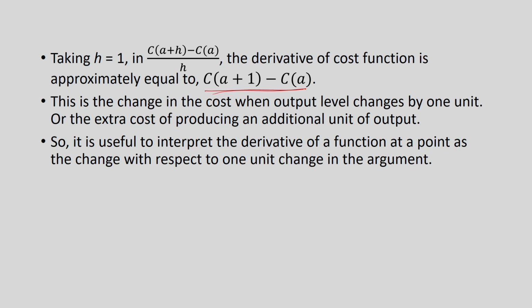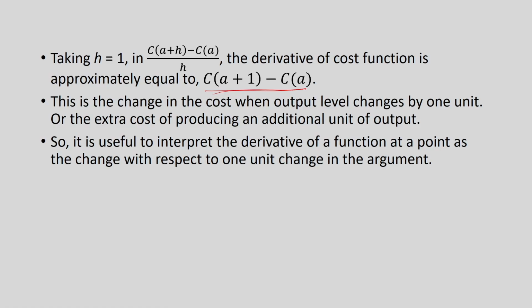And what is C of a plus 1 minus C of a? This is the change in the cost when output level changes by 1 unit, or the extra cost of producing an additional unit of output, right. So, if the output level changes by 1 unit, then this gives you the change in the cost to produce that extra unit of output, and this we have seen is approximately equal to the derivative. So, it is useful to interpret the derivative of a function at a point as the change with respect to 1 unit change in the argument.